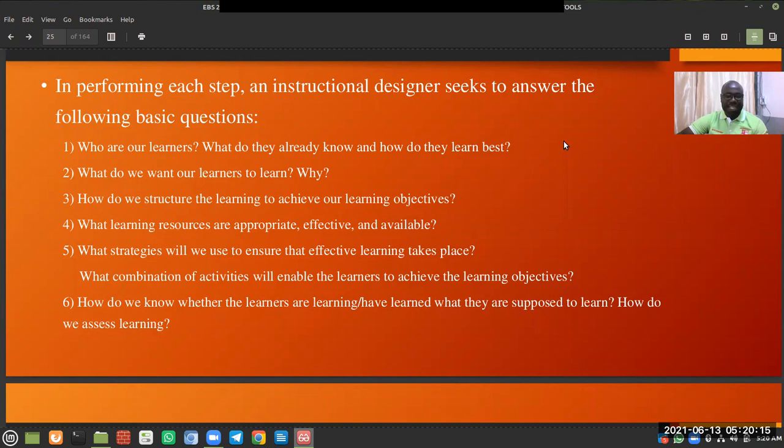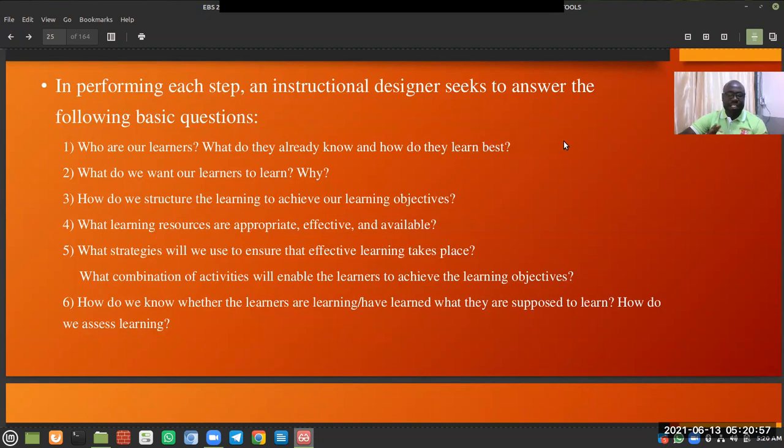How do we structure the learning to achieve our learning objectives? What learning resources are most appropriate, effective, and available? These are very important because sometimes you may think of a learning resource as being appropriate, but it may not be available. So we think about the ones that are appropriate, the ones that are effective, the ones that are available, those that we can get to use for every lesson at every point in time.